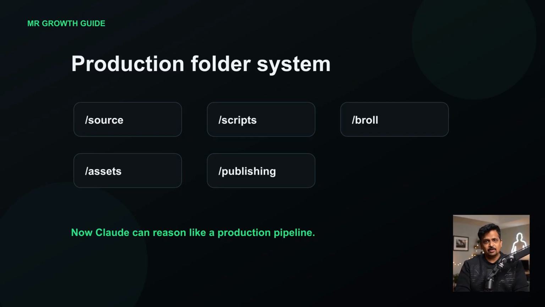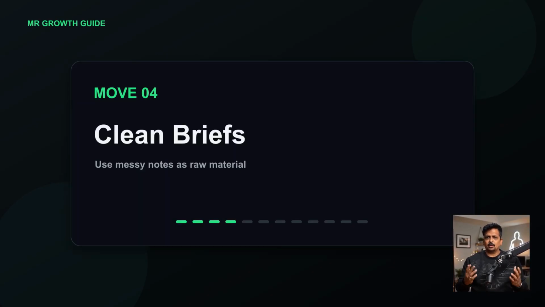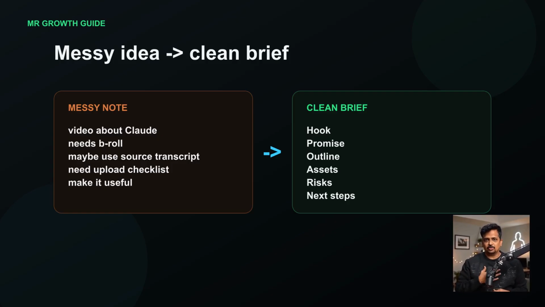Move 3. Give Claude a folder system. Do not dump random screenshots, transcripts, notes, and links into one messy pile. Create simple folders. Source, scripts, B-roll, assets, publishing. Now Claude can reason about the work like a production pipeline. For a video, source material goes in, source. The rewrite goes in, scripts. Screen recordings and animations go in, B-roll. Final captions and titles go in publishing. That one folder habit saves a ridiculous amount of repeated prompting.